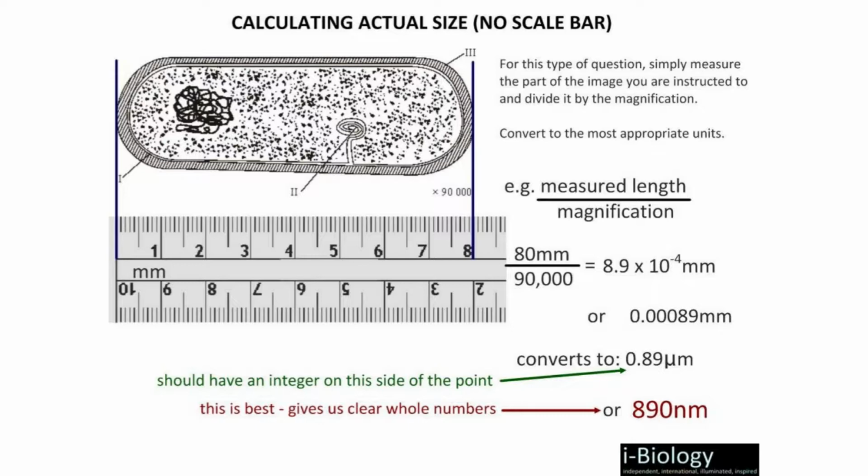Once you reach this step, you can convert this amount into micrometers or nanometers. Depending on which one is more suitable, you would change it to one or the other. In this case, nanometers would be the best because it provides us an integer.